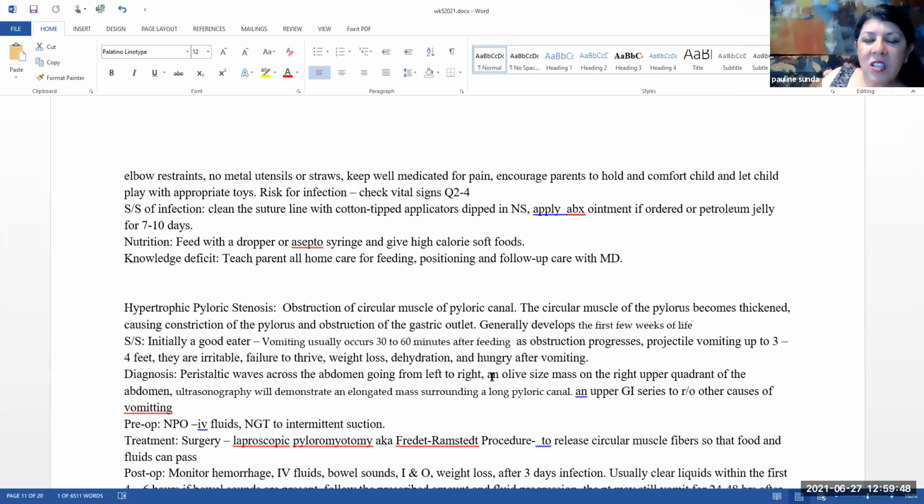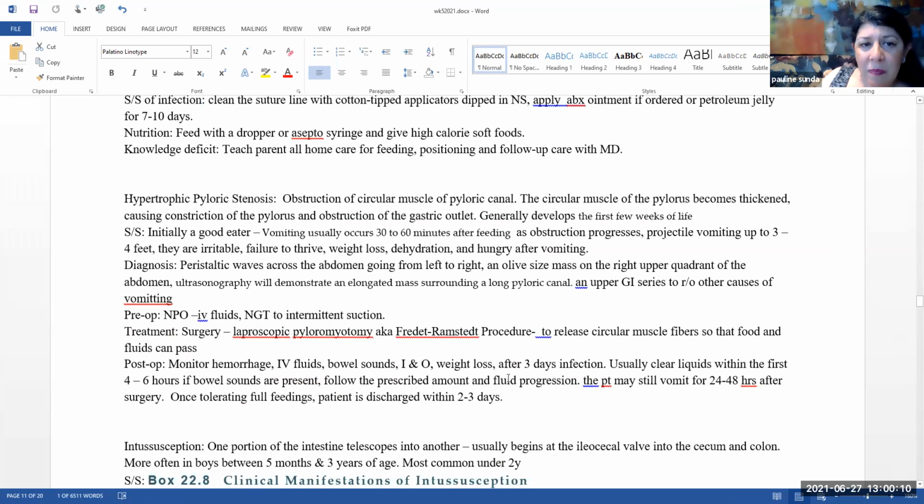Again, always monitor for infection anytime somebody has surgery. You will see that they will have the suture site cleaned basically with a little bit of normal saline. They may apply an antibiotic ointment if ordered, or petrolatum jelly for the first 7 to 10 days. Nutrition: they may be fed with a dropper or aseptic syringe, and typically they are given high calorie soft foods. Parents need to be taught all the home care for feeding, positioning, and follow-up care with the physicians.